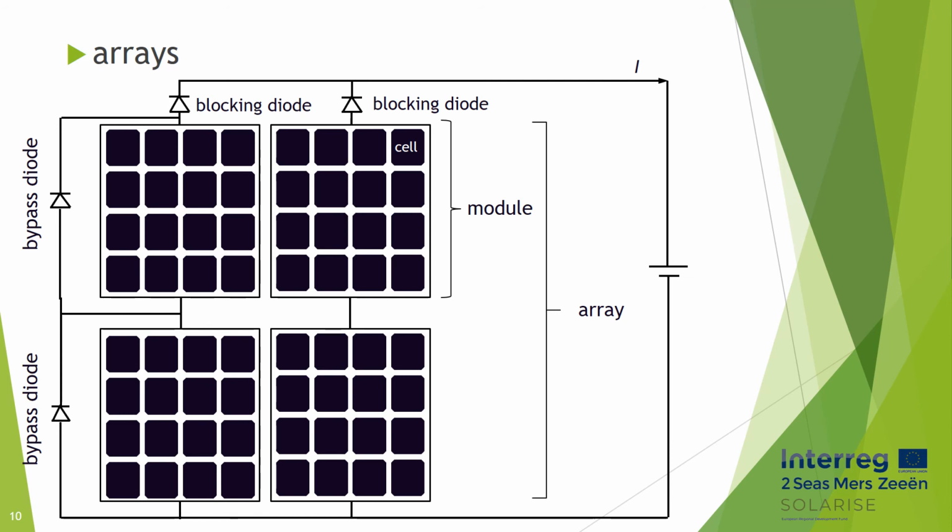Blocking diodes, on the other hand, are for protection. If an array is connected directly to a load which can also act as a source, like a battery pack, and the array doesn't generate energy at the moment, blocking diodes prevent the current flow in the opposite direction and the damage of modules.